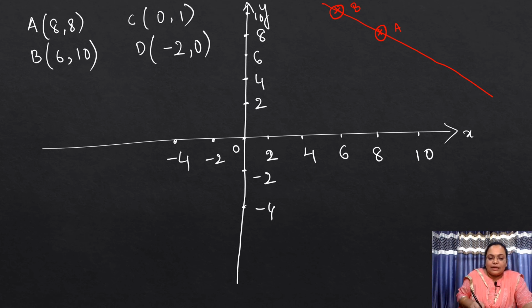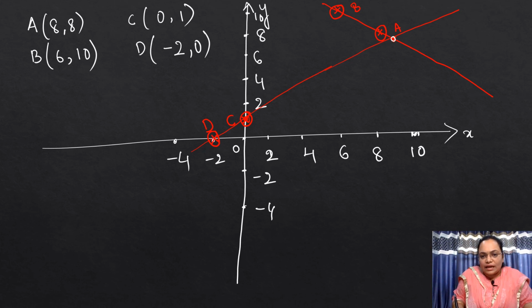The next one is C, which is 0 comma 1: 0 on the x-axis, 1 on the y-axis, which is here. This is C. And the next one is minus 2 and 0: minus 2 on the x-axis and 0 on the y-axis, which is this one. So when you join these both, you will get a line like this. The two straight lines are meeting at one common point, right? So this common point P will be the solution of the given pair of equations.